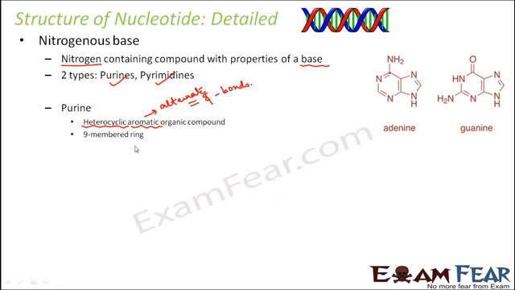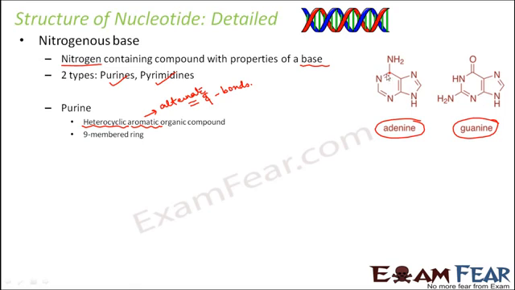What do we mean by a 9-membered ring? Here, in purines, adenine and guanine are examples of nitrogenous bases which are purines. Why? Because they have a 9-membered ring: 1, 2, 3, 4, 5, 6, 7, 8, 9. If you look at both of these structures, they are 9-membered rings. That means the points or elements present on the ring equal 9.